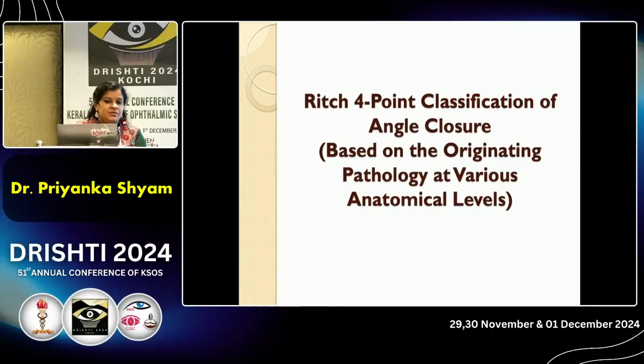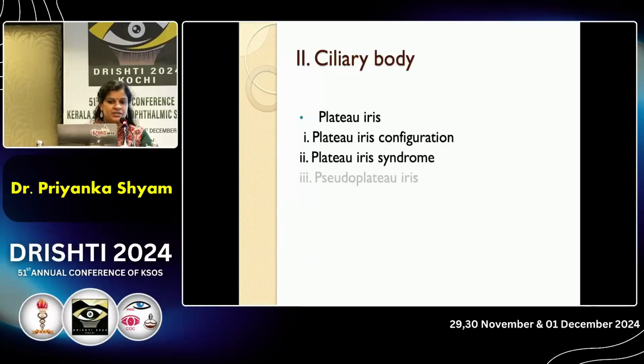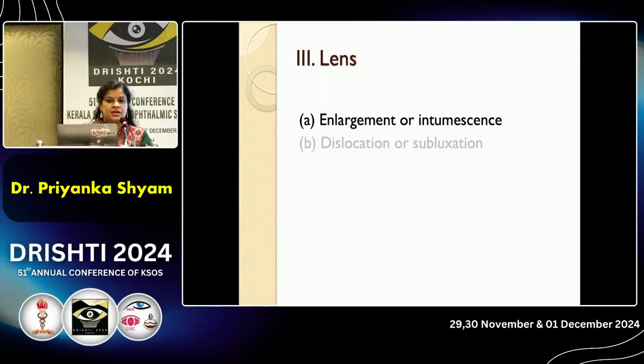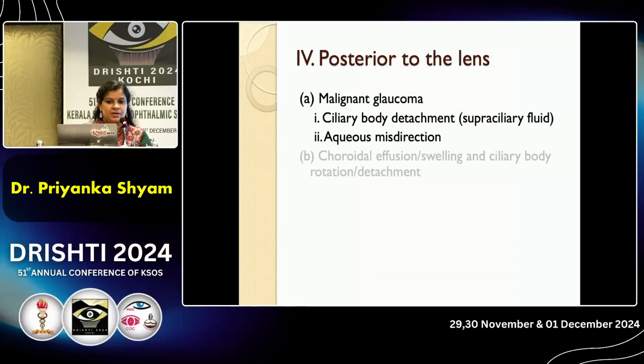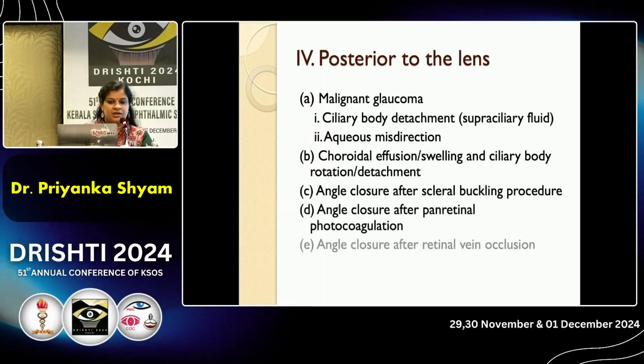The Ritch four-point classification of angle closure is based on the originating pathology at various anatomical levels. First, at the level of the iris, it may be due to relative pupillary block or iris thickness and architecture. Second, at the level of the ciliary body, it can be due to plateau iris configuration, syndrome, and pseudoplateau iris, then iridociliary cysts and solid lesions of the ciliary body. Third is at the level of the lens, which can be due to enlargement or intumescence, dislocation or subluxation of the lens. Posterior to the lens, the factors are malignant glaucoma, choroidal effusion, angle closure after scleral buckling procedures, after panretinal photocoagulation, after retinal vein occlusion, and posterior segment tumors.